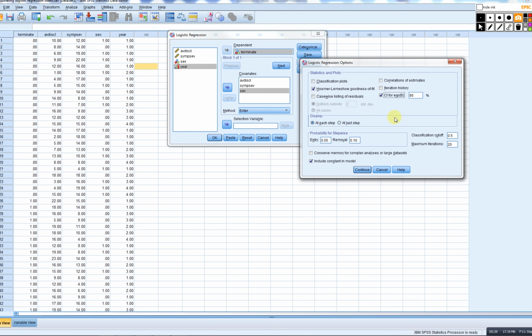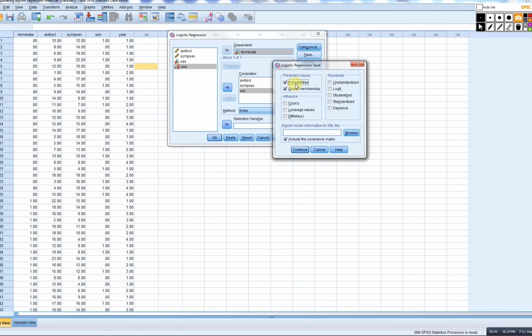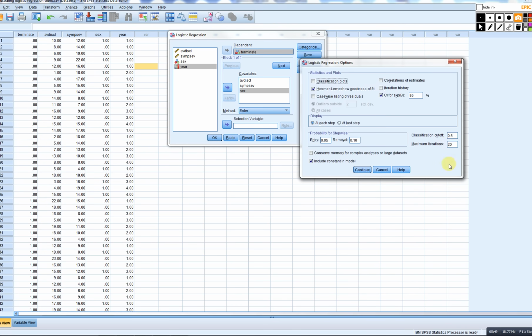You'll also notice down here you have a classification cutoff, and the default is 0.5. This classification cutoff is what is actually utilized in order to take the information from the predicted probabilities to generate predicted group membership. So essentially, it's a threshold for deciding whether a case is predicted to fall into group 1 or group 0. So you can change this if you like. Like I said, the default in SPSS is 0.5.